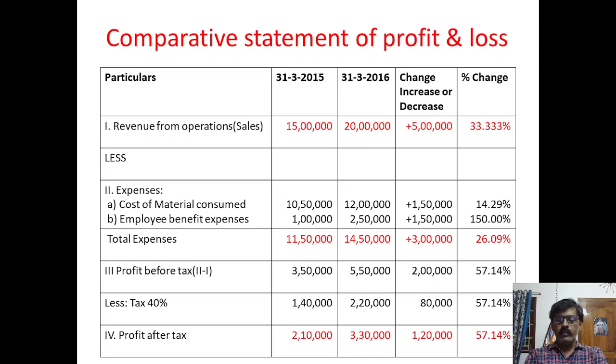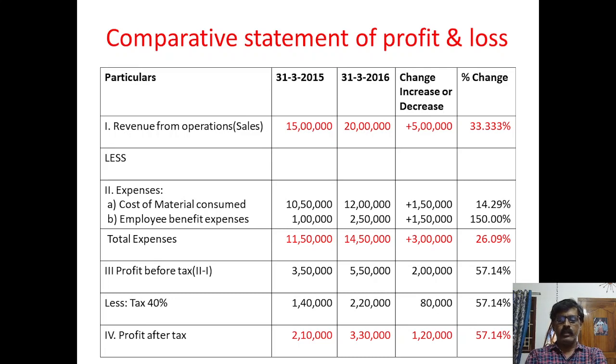And what is the value of this percentage change? 2 lakh divided by 3 lakh 50,000 into 100, 57.14. And less tax of 40%. Therefore, we have to calculate tax of 40% on profit before tax. Therefore, 3 lakh 50,000 into 40 by 100, you get 1 lakh 40,000 for the first year.